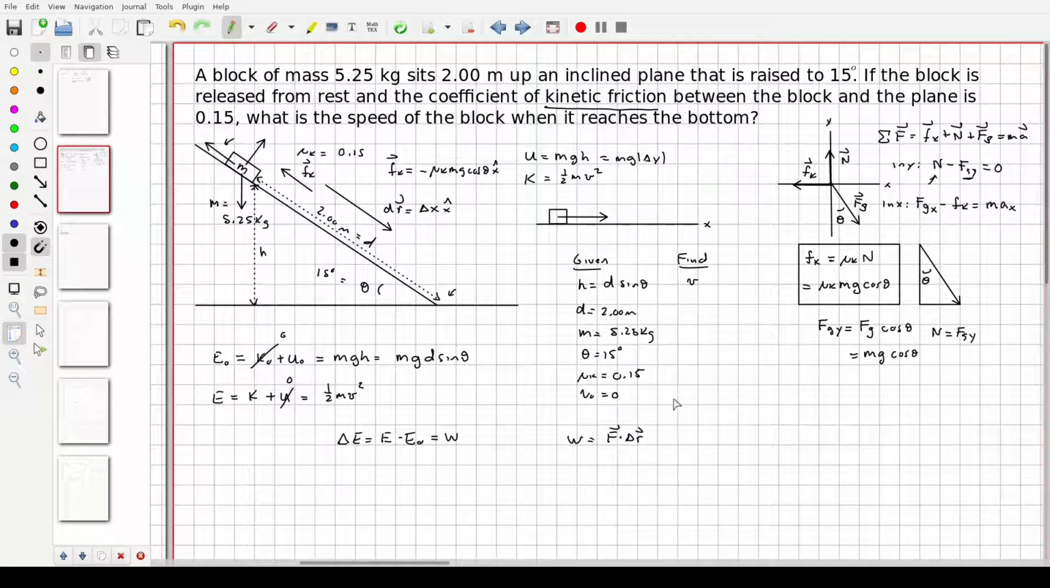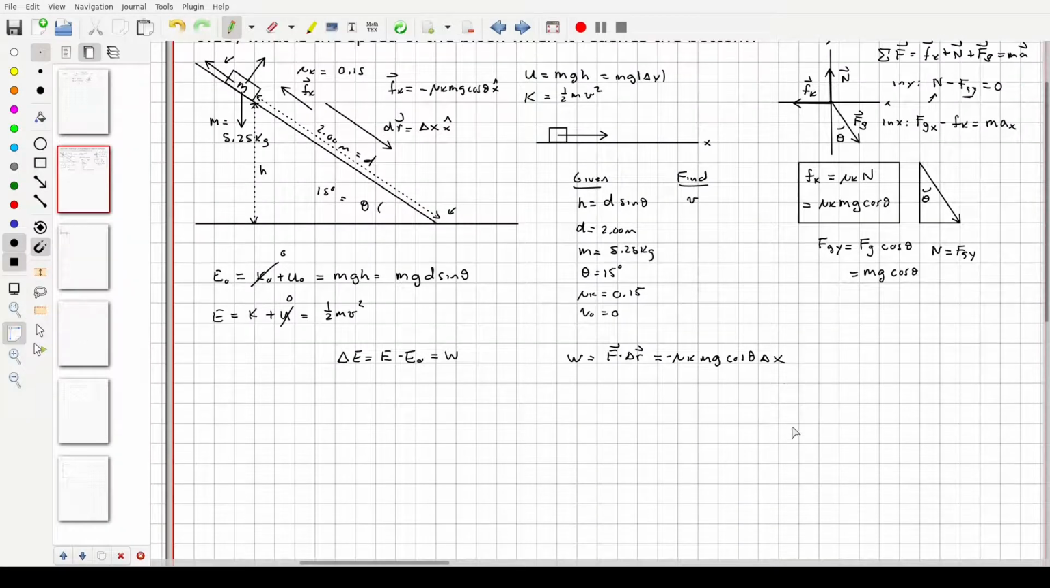So when I do the dot product, I'm going to get a negative, and at the end of the day it's going to look like mu sub k mg cosine of theta times delta x with a minus sign out in front because it's negative. What that means is the change in the total energy, that's what I get for doing the work energy theorem, is going to be negative. That means my final total energy is less than my initial total energy because energy is being lost in the form of heat and sound as this thing slides down the incline. And it's being lost to the tune of mu sub k mg cosine of theta times delta x, or d. That's what delta x is: how far down the incline we go.